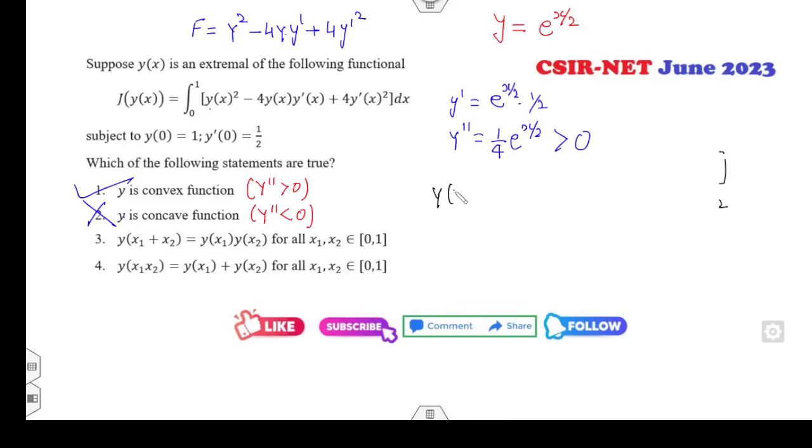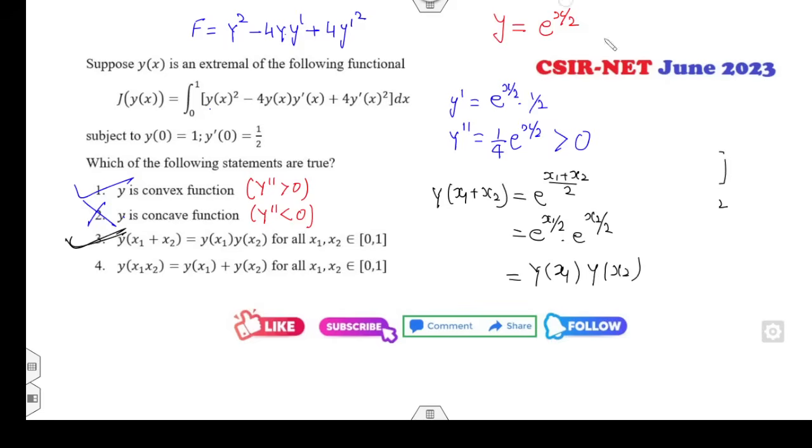Now you can calculate y of x1 plus x2. It is e raised to (x1 plus x2) over 2, and I can easily write this function as a product. So that will be y of x1 times y of x2. Third option is correct. Now for the fourth option, y of x1 plus x2, I can write this function as (x1 plus x2) over 2, which is not equal to e of x1 over 2 plus e of x2 over 2. So the right options are A and C.